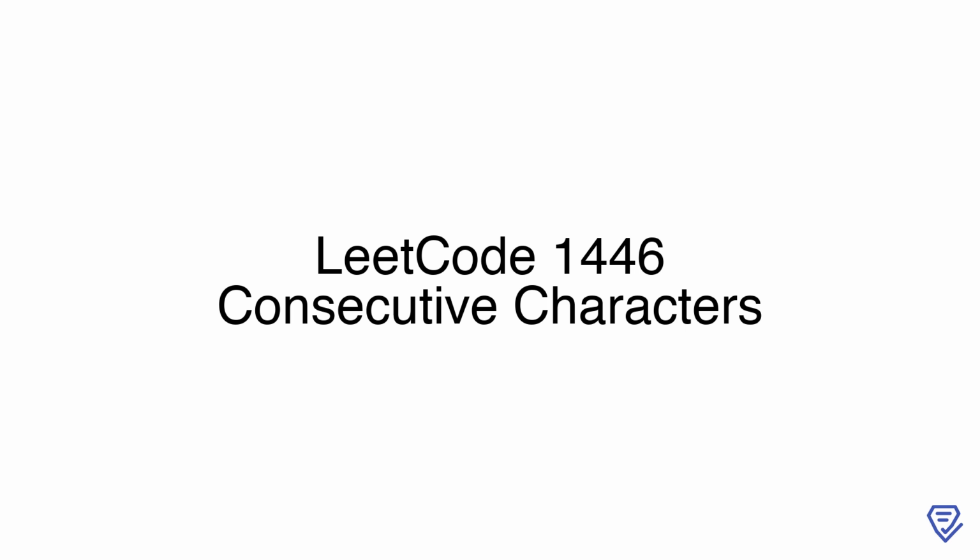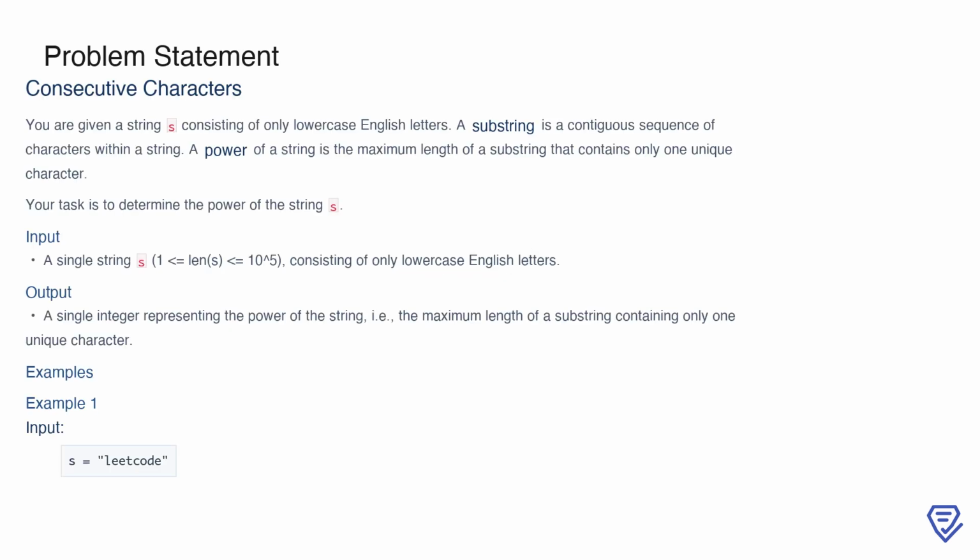Let's get started. In this problem, you are given a string S that consists of only lowercase English letters. A substring is simply a sequence of characters that are contiguous in the string. Now, the key term here is the power of the string. This is defined as the maximum length of a substring where all the characters are identical, meaning there's only one unique character in that substring. Your task is to calculate and return this power of the string.